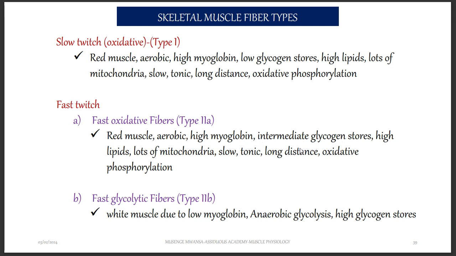Glycogen is at least intermediate. They also have a lot of lipids. They also depend on oxidative phosphorylation. Fast glycolytic type 2B, these ones are white because they have low mitochondria. They depend on anaerobic respiration.